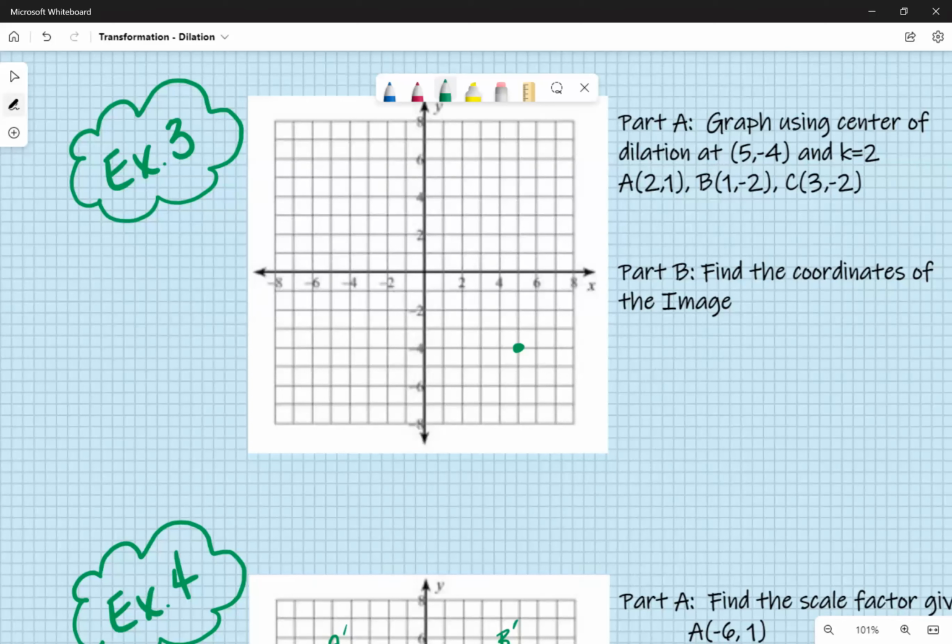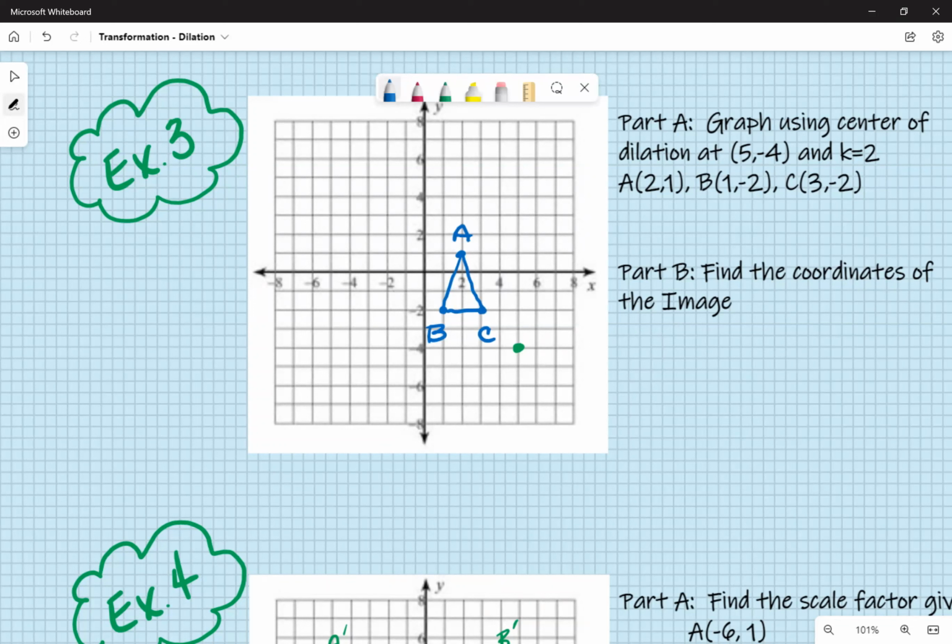It also gives me my coordinates for my first figure. So let's go ahead and plot that. A is going to be 2 and 1. So this is A. B is going to be 1, -2. And C is 3, -2. So it's not a graph until you actually connect the points. So let's try to do this as best I can.